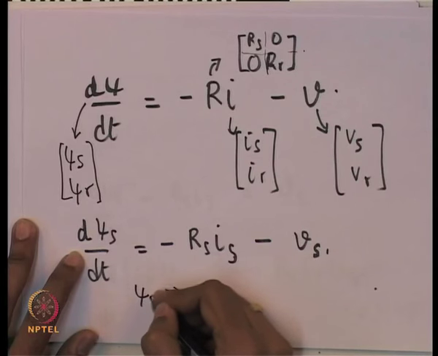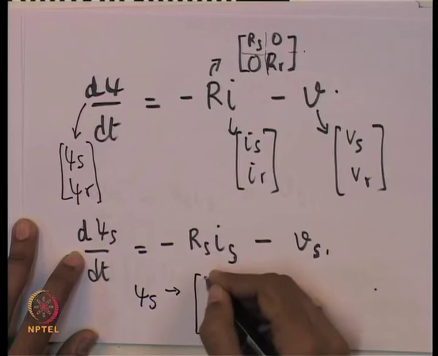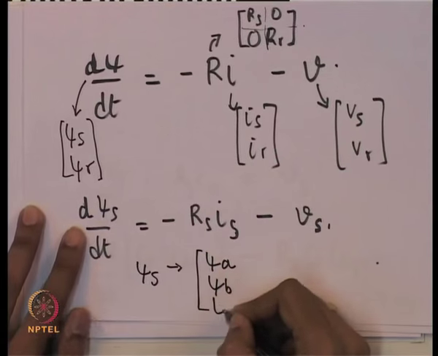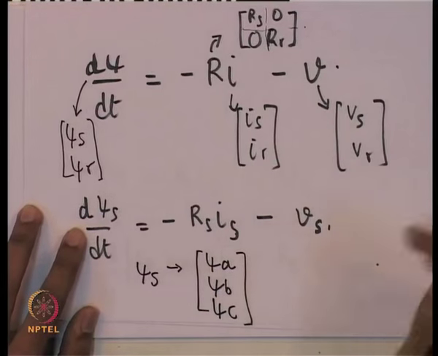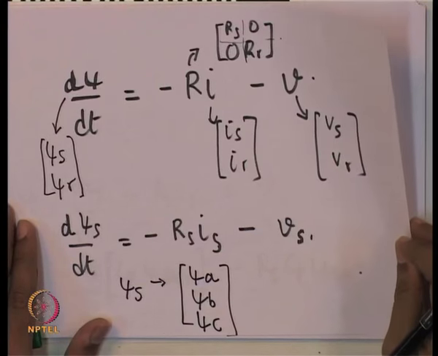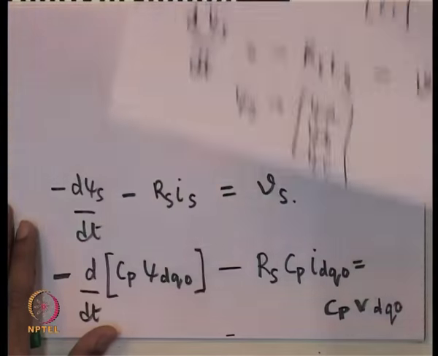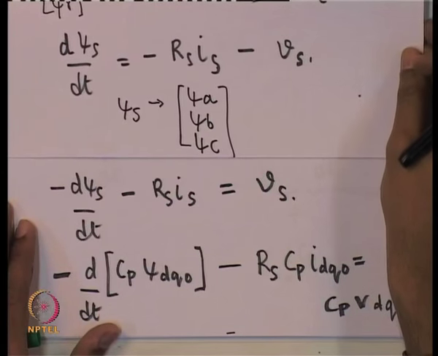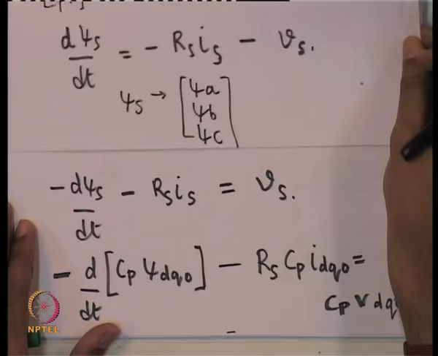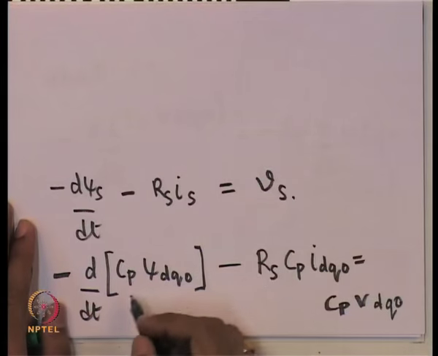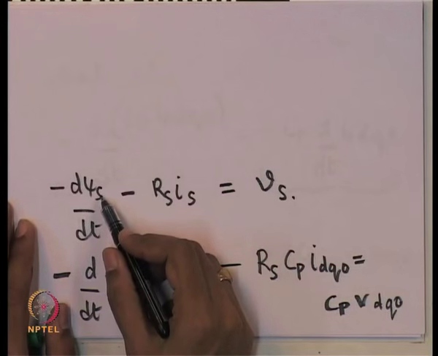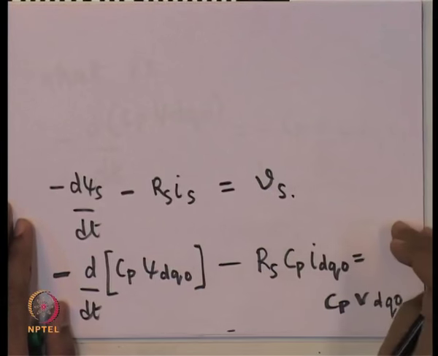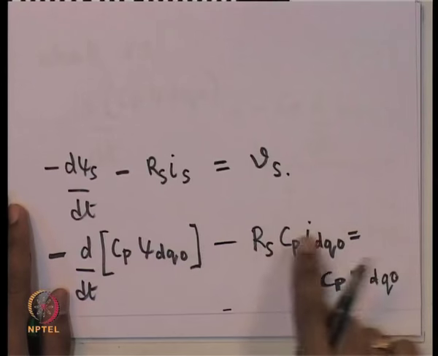So, psi_s is nothing but psi_a, psi_b and psi_c, and similarly I_s and v_s are I_a, I_b, I_c and v_a, v_b, v_c. Okay. Now, if you look at this equation, we can substitute psi_a, psi_b, psi_c as nothing but C_p into psi_dq0. So, our equations in fact become this.